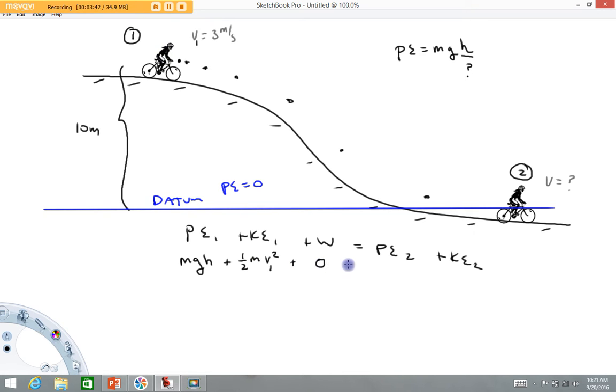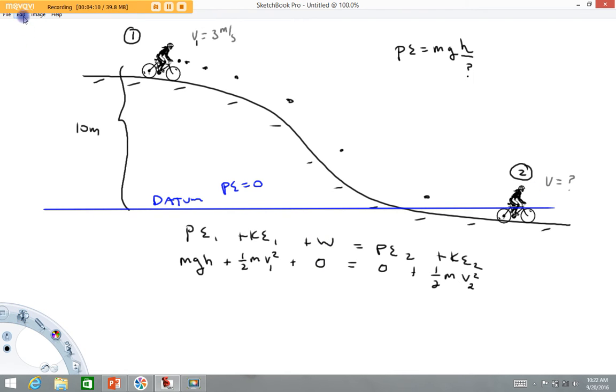Work term is 0 for the same reasons as my previous video. I'll come back and overview why that one is here in a minute. Okay, position 2 now. The biker's at the datum, so there's no height, therefore no potential energy. And then KE2 is 1/2 mv squared, but again, it's not good enough to just say v. It's v2, the v in picture 2. All right, so again, why is this work term 0?